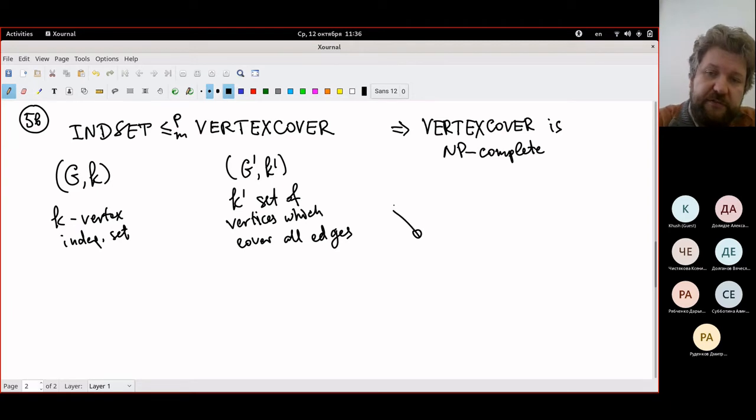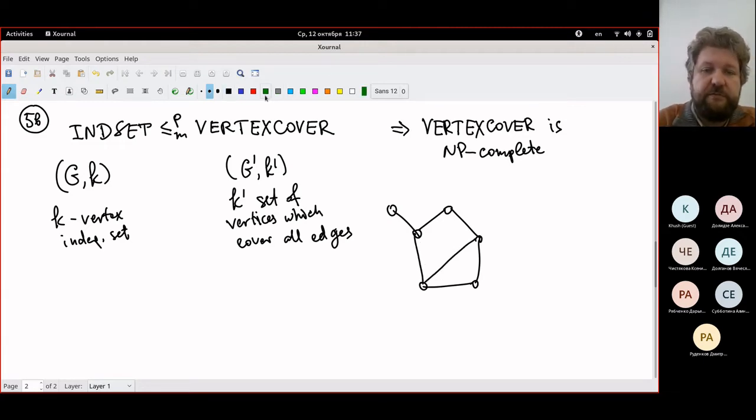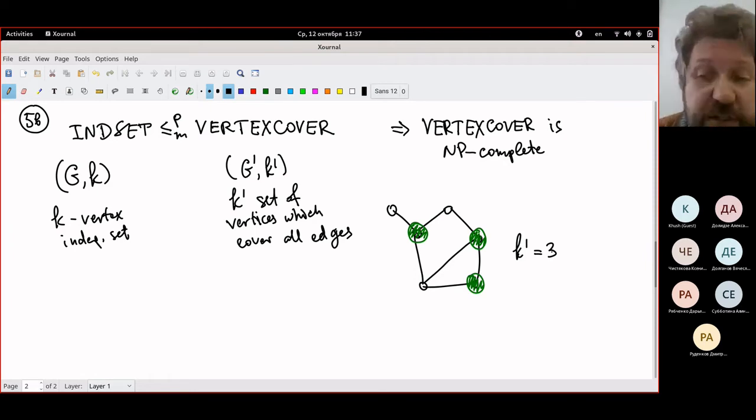So if you have a graph, for example, this is a graph, and we'll try to find a vertex cover. Say this is a vertex cover. We take this vertex, it covers these edges. And now we take this vertex, and we take, say, this vertex. So this K prime equals 3. And this is a set which covers all the edges, right? Each edge has at least one of its ends inside this set. So how do we reduce finding an independent set to finding a vertex cover?